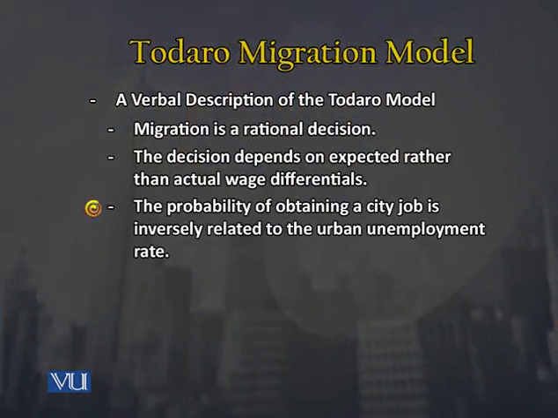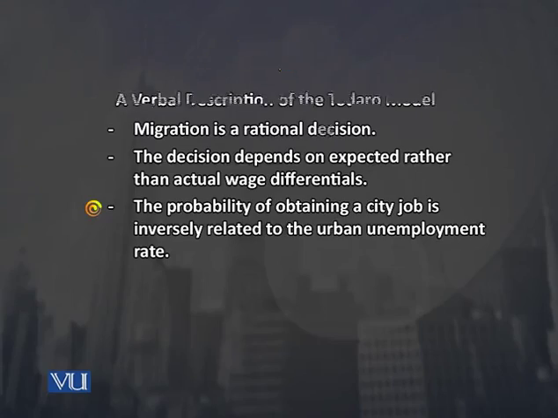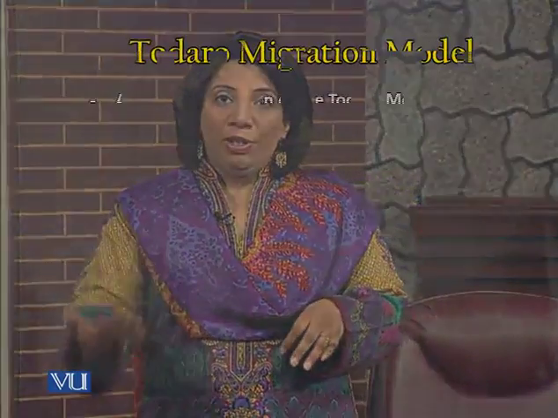Another important thing explained in this model is that the probability of obtaining a city job is inversely related to the urban unemployment rate. If the urban unemployment rate is higher, then there would be low chances for people migrating from the rural area to the urban area to get a job. So the two variables are inversely related. If the unemployment rate is low, there are greater chances that people coming from other areas would be able to get a nice job, or get employed in the urban sector or the modern sector.